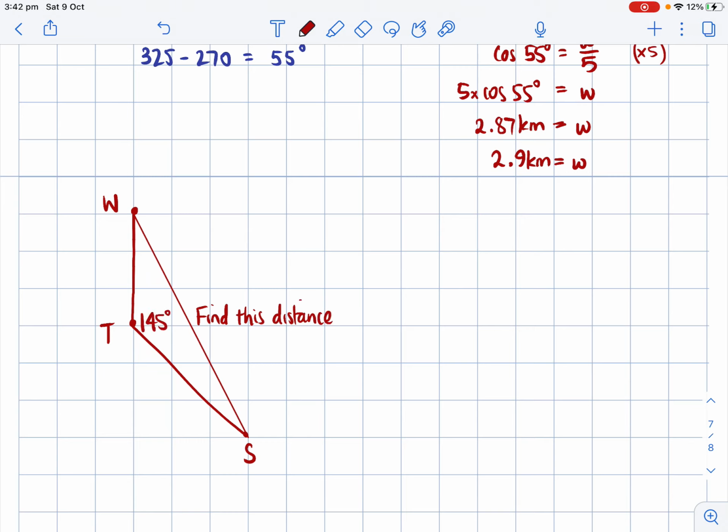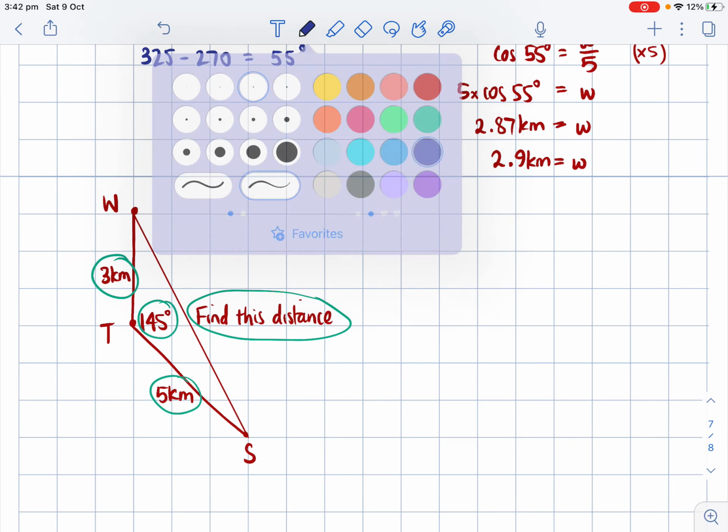I know that that angle is 145 degrees. I know that this is 5 kilometres. And I know that this is 3 kilometres. So this problem, I'm either going to use the sine rule or the cosine rule. And I hope what you would notice is I'm working with 3 sides, and I have an angle. So I haven't created the butterfly here. I'm not using the sine rule. I'm going to just use the cosine rule.